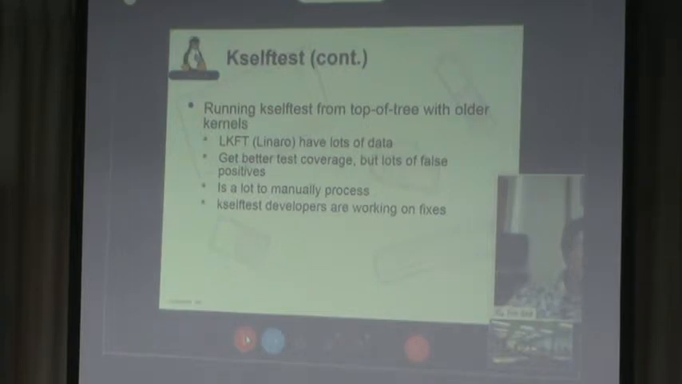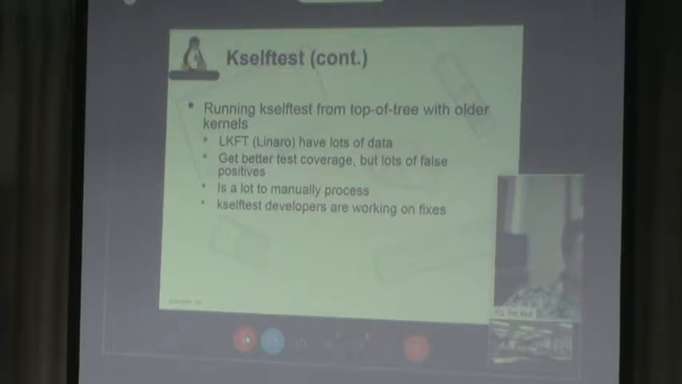One of the biggest issues that came up was whether or not you could run KSelfTest from top of tree with older kernels. So for instance, the 5.3 kernel was just released. It's got a whole bunch of self-tests that are in the source code now. But if you're an embedded developer and you're running like a 4.4 kernel or a 4.9 kernel, those tests, a lot of them won't compile and they won't run. And if you stick with just running the KSelfTest that was available at the time of the 4.4 release, you have very, very small coverage.